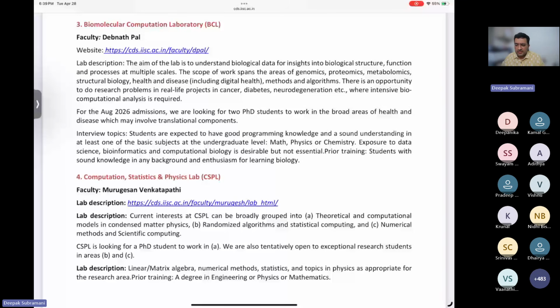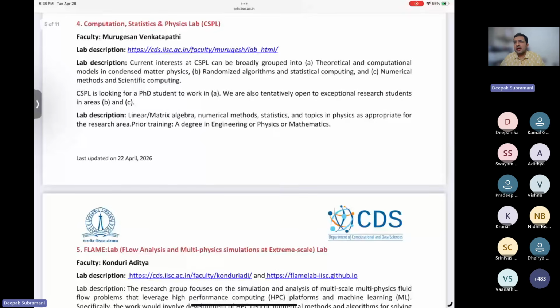Then we have the Computation, Statistics and Physics Lab, the CSPL lab, of Professor Murugesan. I don't think Professor Muru has joined here, so I will just describe what that lab does. The CSPL lab works on theoretical and computational models in condensed matter physics.